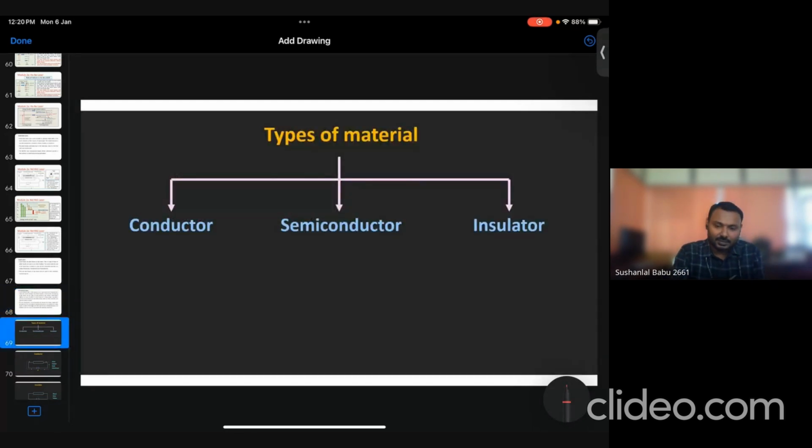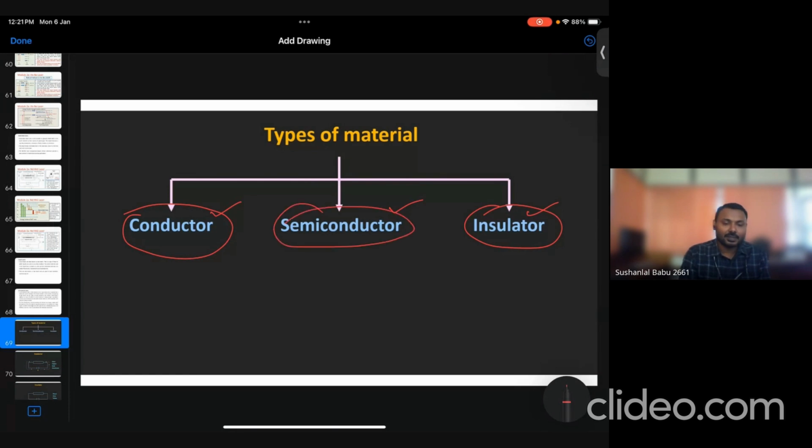Next is a small description of semiconductors. There are three different types of materials: conductor, semiconductor, insulator. A conductor can easily conduct electricity. In an insulator, conductivity is negligible. And in between becomes the semiconductor. The performance will be in between conductor and insulator.